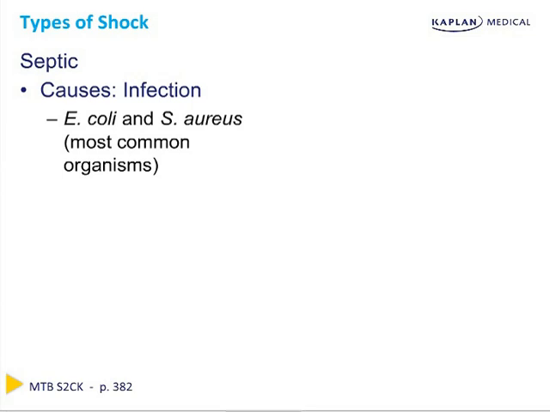Septic shock results from the presence of bacterial endotoxins in the bloodstream as a result of infection. While many organisms are capable of producing these toxins, the two most common bugs are E. coli and Staphylococcus aureus. In effect, the endotoxins produced by these bugs induce global vasodilation, and thus septic shock is a second example of distributive shock.